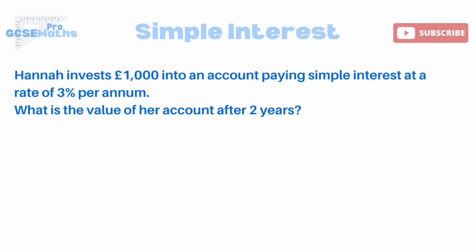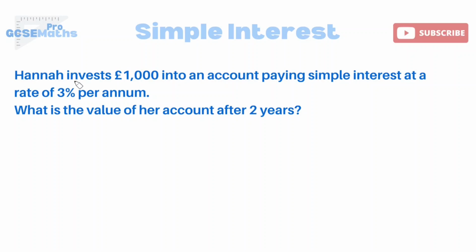Simple interest means whatever percentage of the money I put in, if I work that out in actual pounds, that amount of money in pounds is what I will get every single year for however many years I keep the money in the account. So the money that you earn as interest every year doesn't change. It's the same amount every single year.